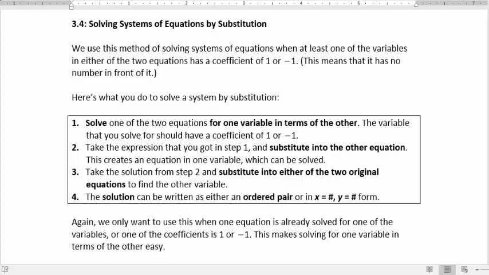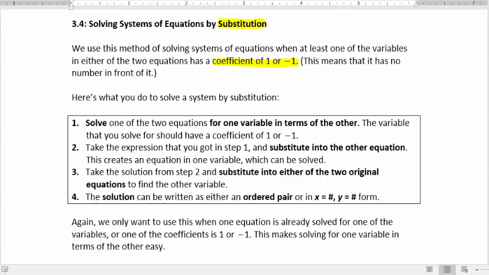So you do also need some algebraic methods to solve systems of equations, one of which is going to be called the substitution method. The first thing you want to keep in mind with this substitution method is you're going to use it generally when at least one of the variables in either of the two equations has a coefficient of 1 or -1. So you're basically looking for an x or a y that doesn't have a number in front of it.